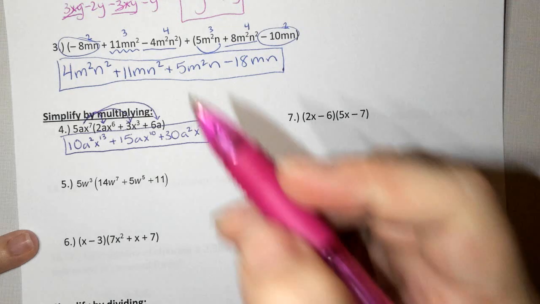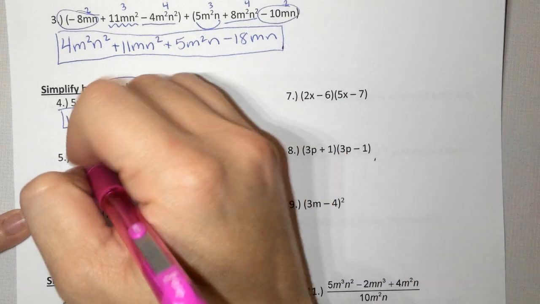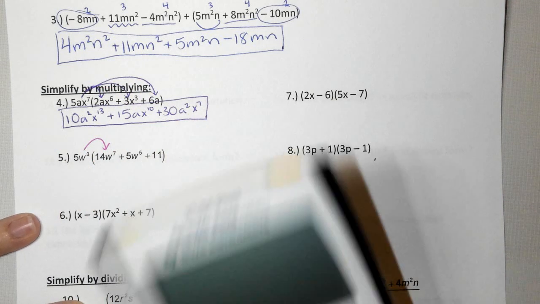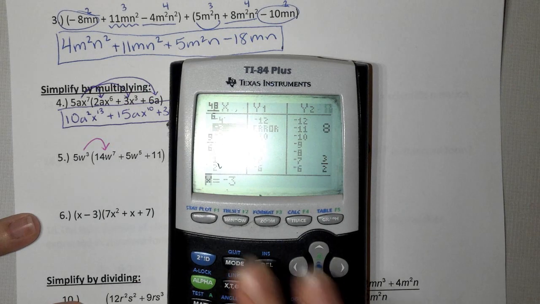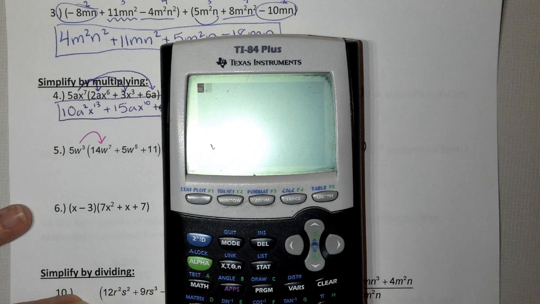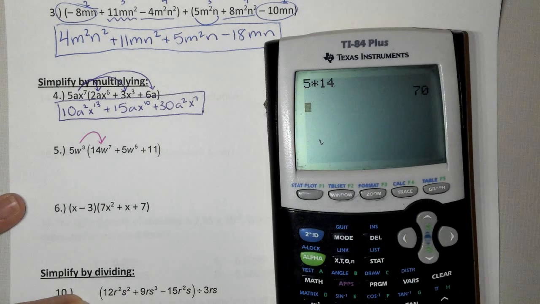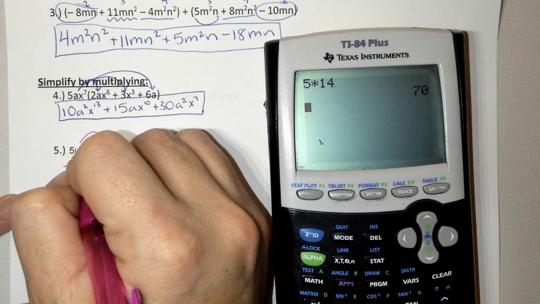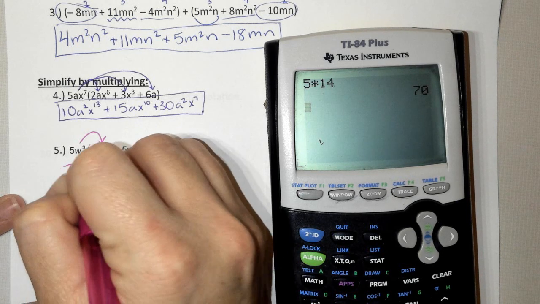Okay, here, again, same concept. We're going to multiply. Bring out your calculator if you're getting to numbers that are too big to do in your head. So 5 times 14 is 70. We're adding exponents, so 3 plus 7 is 10.